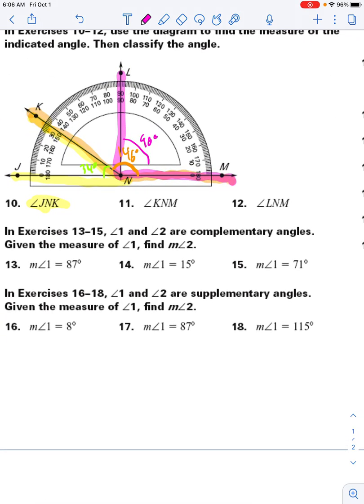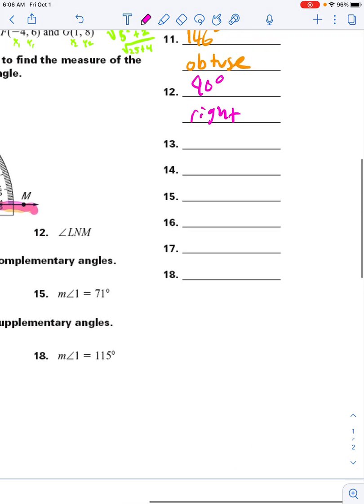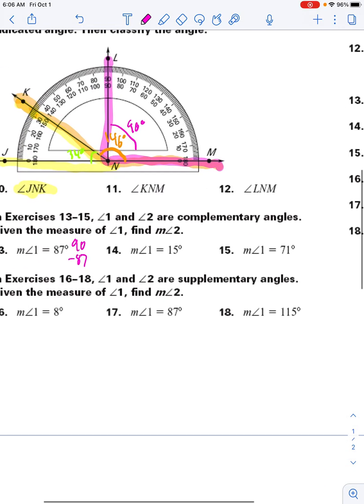Complementary angles add up to 90 degrees. So if the measure of angle 1 is 87, I would say 90 minus 87 is going to give me the measure of angle 2 is 3 degrees.